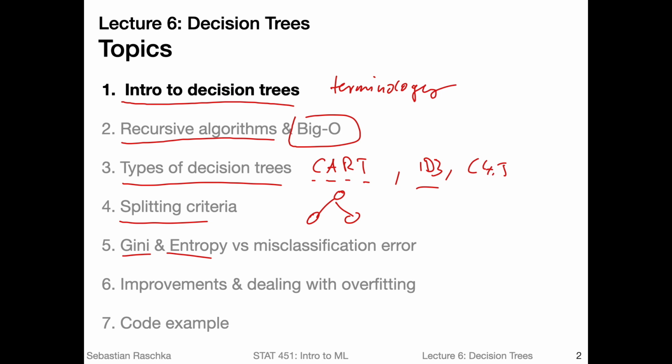After we cover all these details, we will discuss some of the improvements that we can make to make decision trees more efficient in terms of computational runtime, but also how we can improve the classification accuracy. And of course, how we can deal with overfitting. And lastly, we will take a look at a code example where we work with decision trees in scikit-learn.